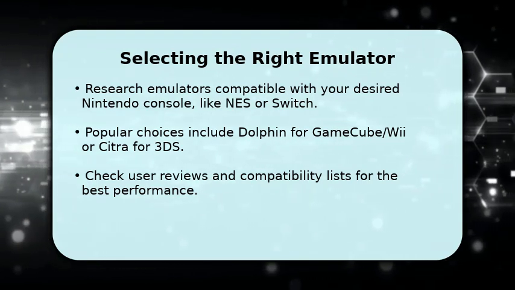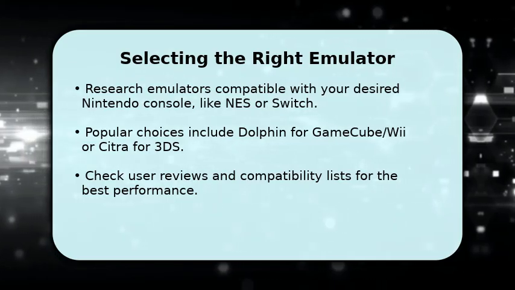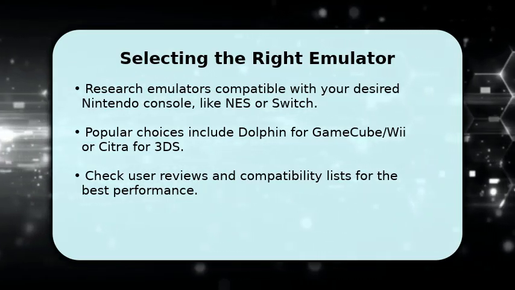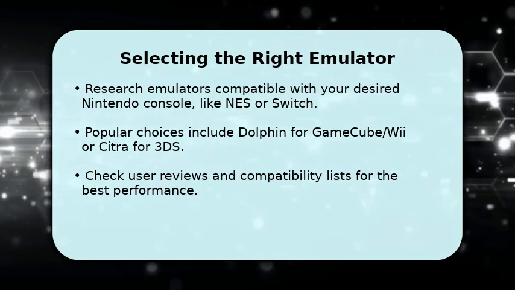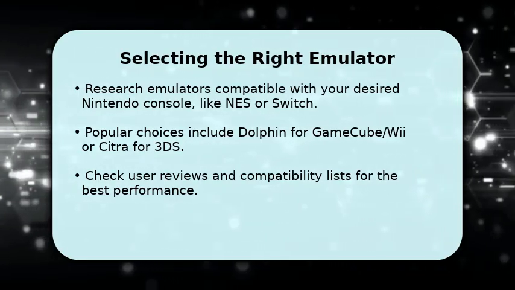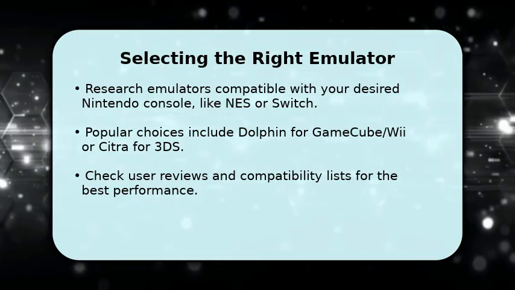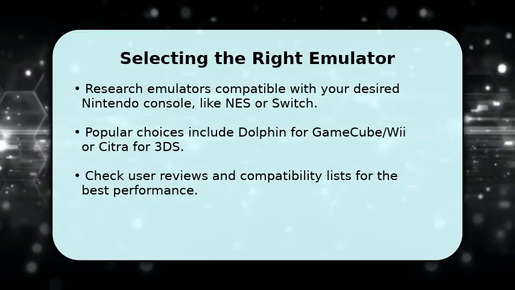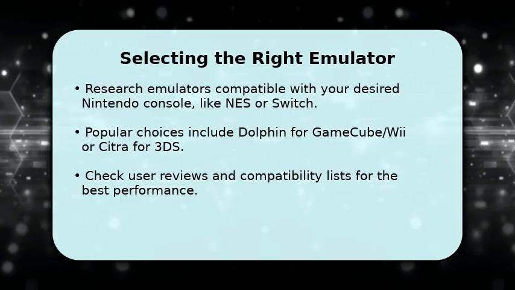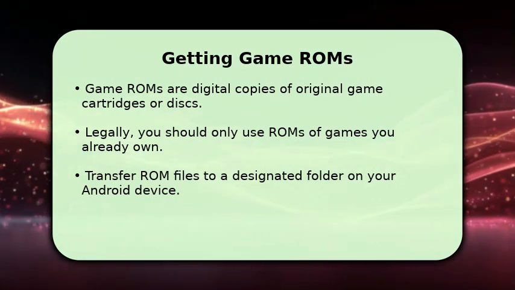Choosing the right emulator is a crucial first step. There are many options available, each designed for different Nintendo consoles. For example, if you want to play GameCube or Wii games, Dolphin is a highly recommended choice. For Nintendo 3DS titles, Citra is a popular and effective emulator. Always check reviews and compatibility to ensure the emulator works well with your specific Android device and the games you want to play.